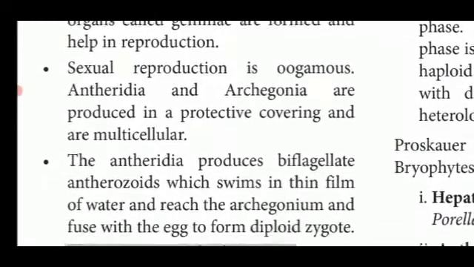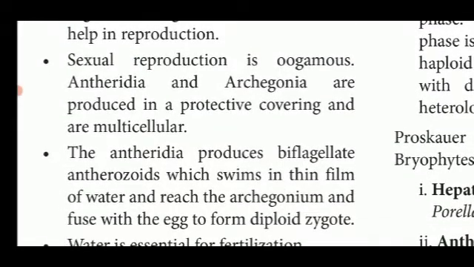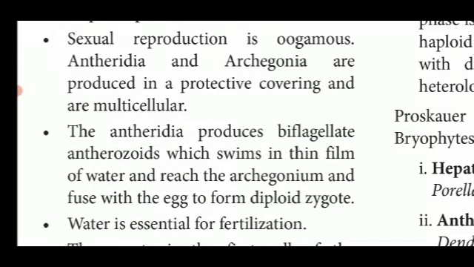The sexual reproduction is oogamous type. In this, the antheridium and archegonium are produced in a protective covering and are multicellular. Antheridium is the male sex organ and archegonium is the female sex organ, which are produced inside a protective covering and are mostly multicellular.